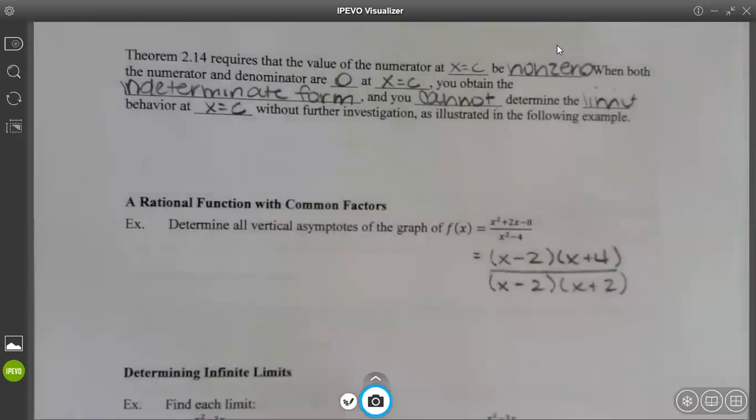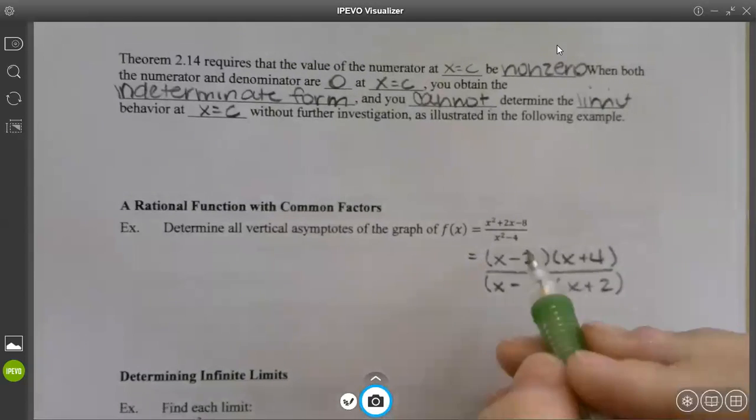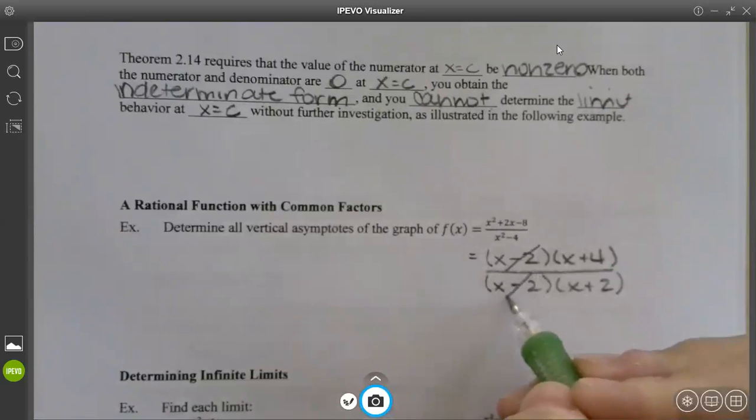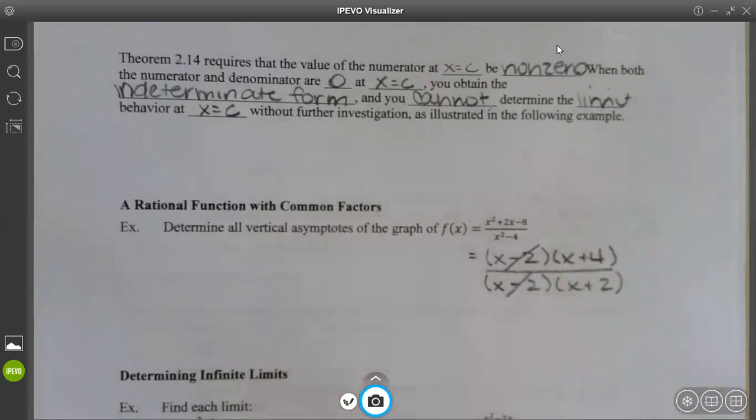All right, so you got some of these last night. And it said tell if they're removable or non-removable. We can cancel out this x minus 2, right? That is a removable. That's what makes it removable. Points of discontinuity that you can mark out.